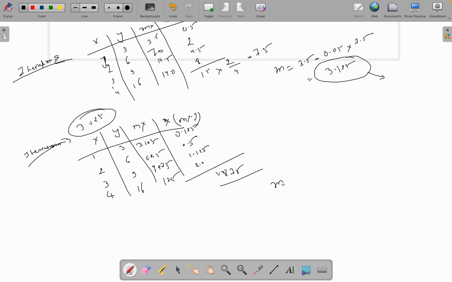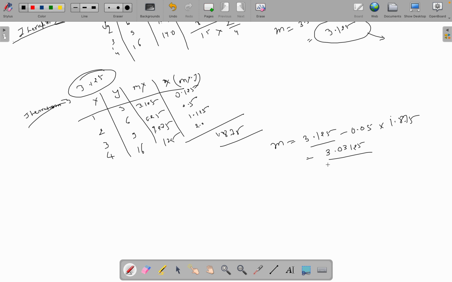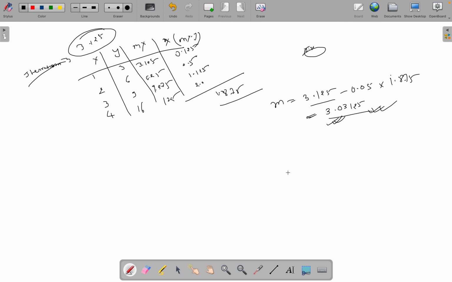Okay, so now m is equal to 3.125, that is my old value, minus 0.05 into 1.875. When you do this, you will get 3.03125. So you can see after 3 iterations we are very near to 3. Because we already know we have given the function y is equal to 3x. And the m value after the third iteration reaches near 3, from gradient descent and the convergence theorem.